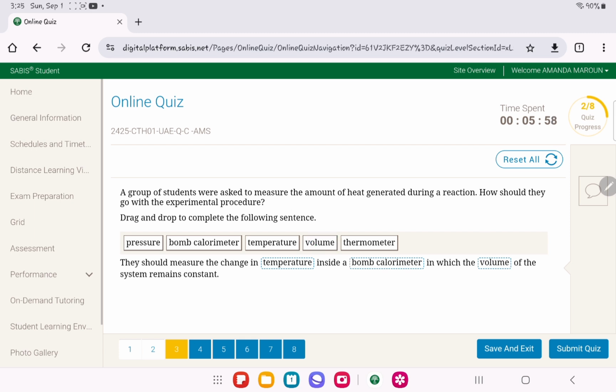The volume has to be stable. The pressure can change, okay, but the volume has to stay constant.